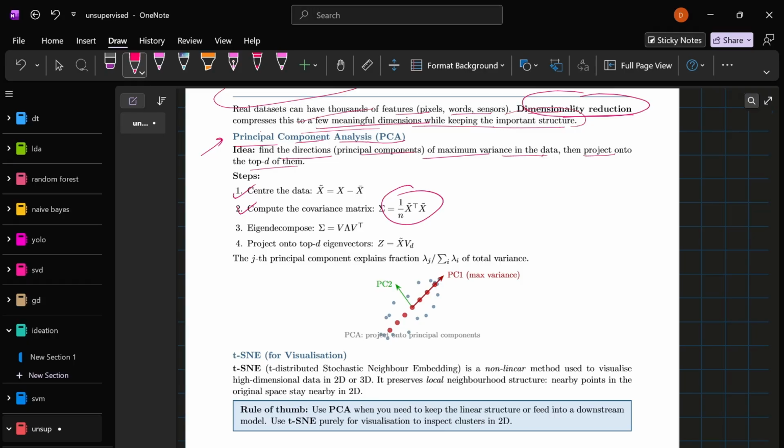Third step is eigendecomposition of the covariance matrix. This will give you the eigenvectors, the principal component directions, and the eigenvalues, which tell how much variance each direction captures. Step 4 is to project the data onto the top d eigenvectors. You're going to see that maybe thousands of features just go down to d features. Here's a nice interpretation: the j-th principal component explains lambda_j divided by the sum of all the lambdas of the total variance. So you might say, I am keeping the top components that explain 95% of the variance, which is a very common choice.